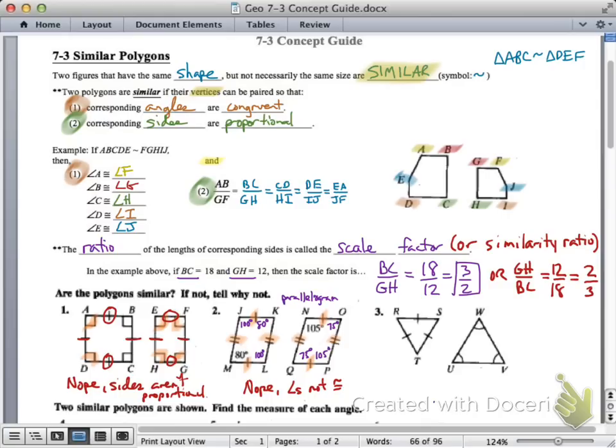Let's look at number 3 together. What can you tell me about triangle RST there? Ooh, it's equilateral. Look, so is the other one. So what does it mean to be equilateral? They all have 60-degree angles, and all the sides are congruent. So yes, that is a similar polygon.